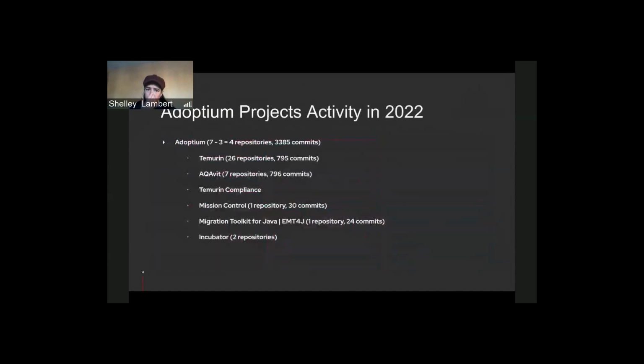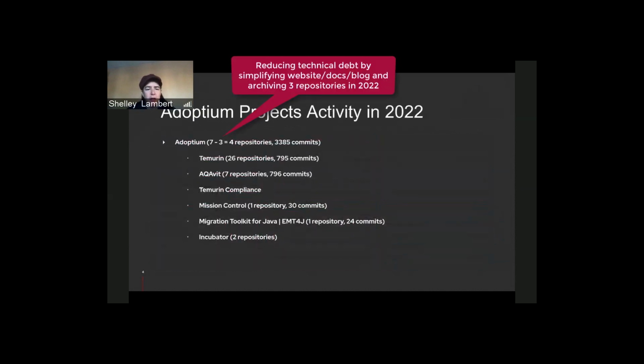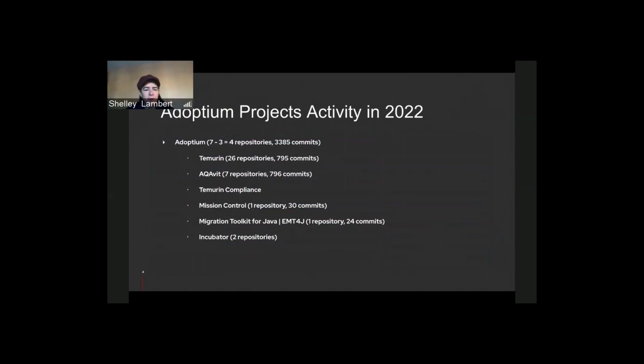And for those who don't know or haven't really looked at the project hierarchy recently, we are structured as a top-level project called Adoptium, and it has some sub-projects: Temurin, Aqavit, Temurin Compliance, Mission Control, EMT4J, or Migration Toolkit for Java, and the Incubator Project. So I just wanted to point out that we're more than just one project. We're actually a lot of different repositories, a lot of different committers and contributors that make up Eclipse Adoptium and make up this wonderful community that we have here.